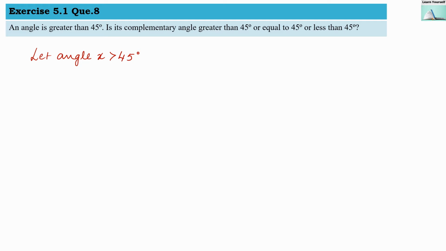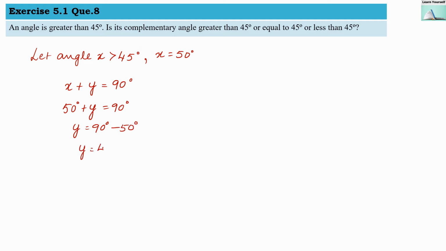So we are taking here angle x and angle y. The addition of these two angles should be equal to 90 degrees because they are complementary. So let us assume that x is 50 degrees, which is greater than 45 degrees. If angle x is 50 degrees, what will be its complementary angle? So y equals 90 degrees minus 50 degrees. So we will get here y equals 40 degrees.